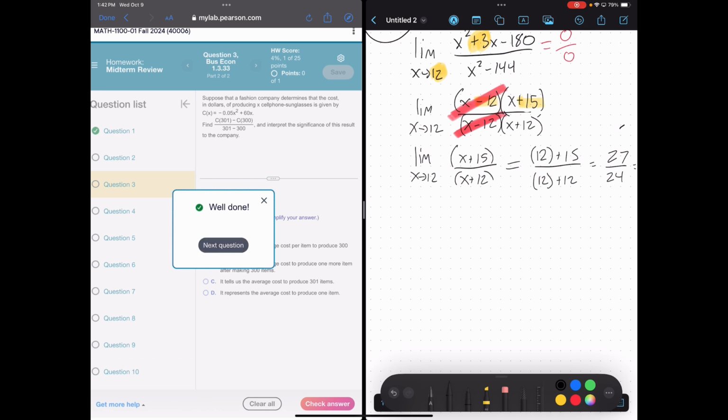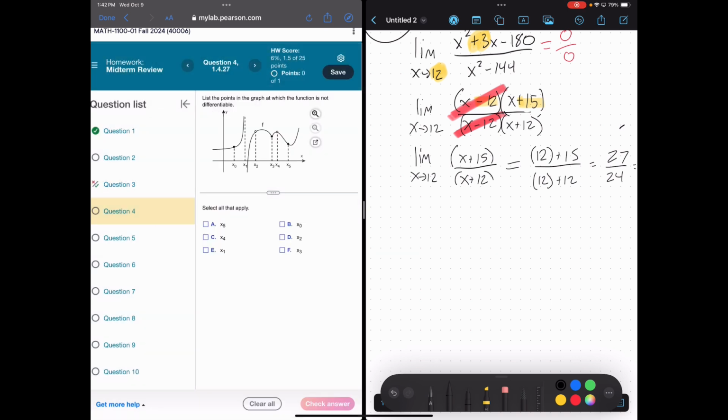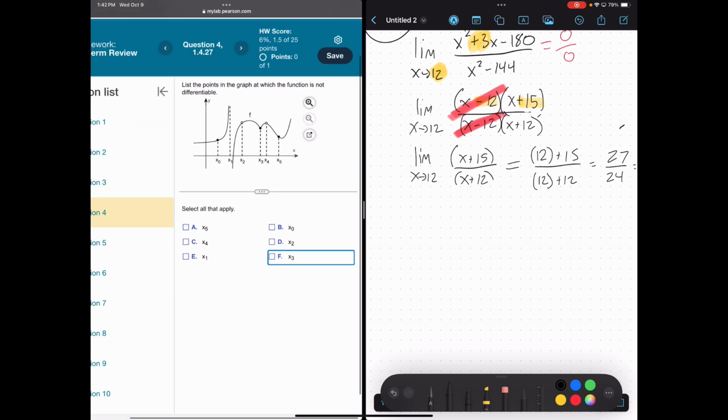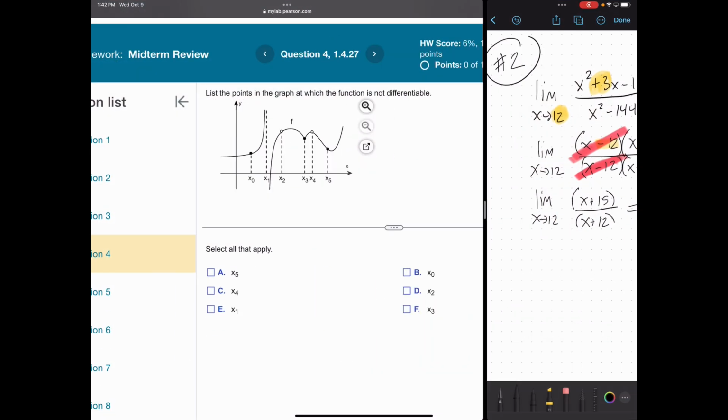Very nice, very nice. Okay, moving on. Number 4, also very graphical here. List the points in the graph at which the function is not differentiable. Thoughts?